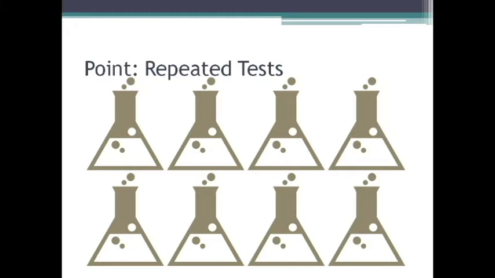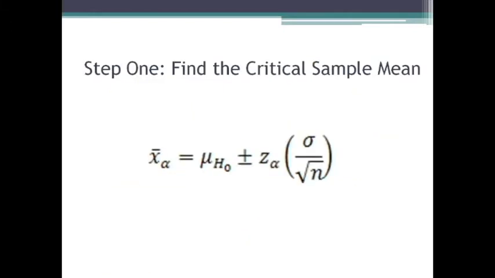So let's begin. Step 1, find the critical sample mean. The critical sample mean is the maximum or minimum your sample mean must be, but still achieve statistical significance at any particular alpha. So we have that subscript alpha there.